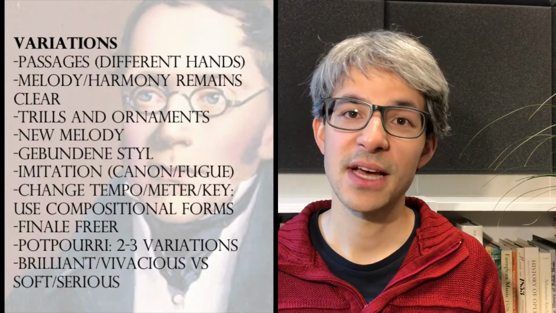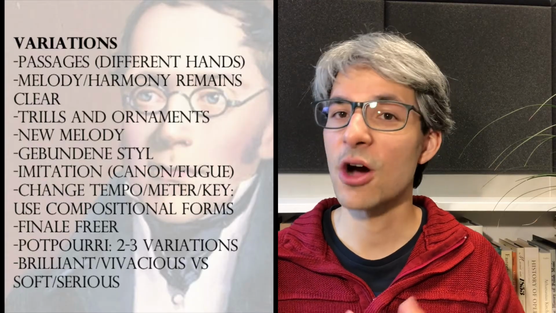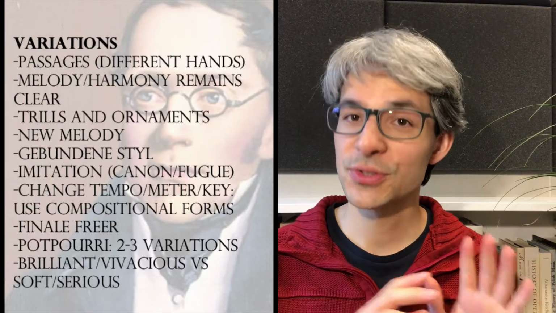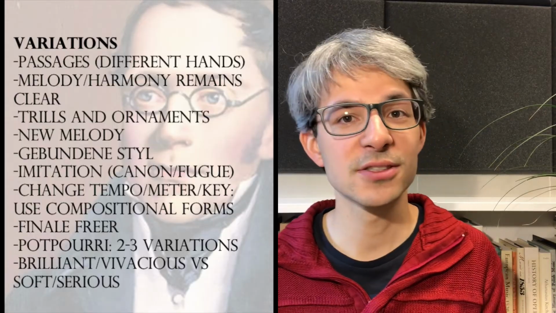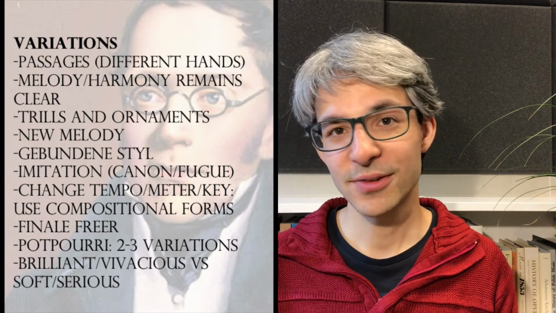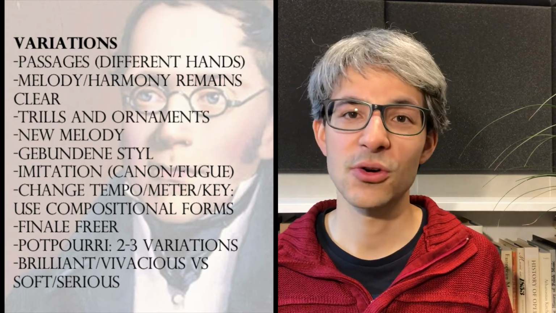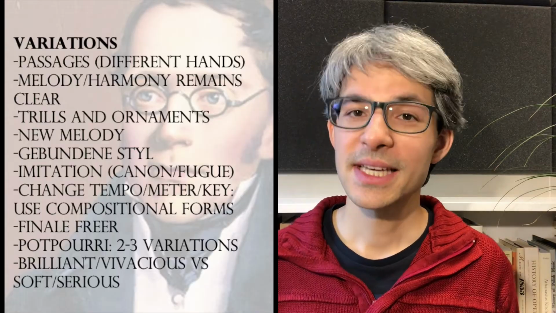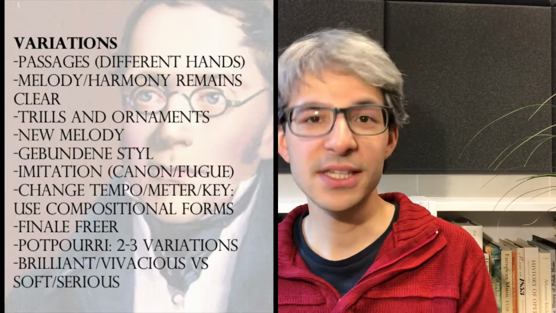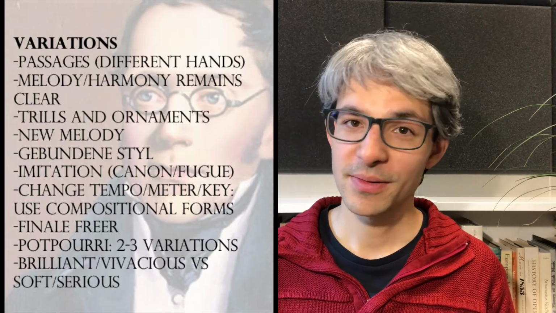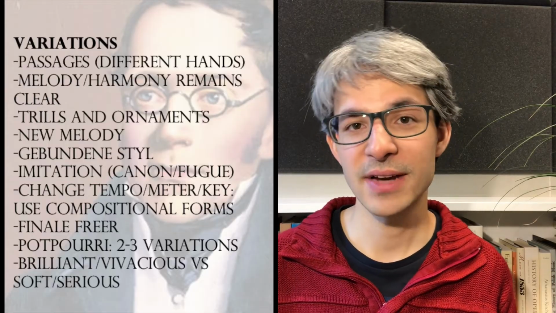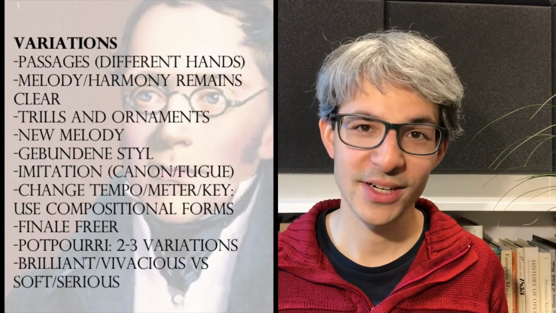Most variation sets have a finale, which can be freer and let go more of the original melody or harmony. In a potpourri, only use 2 to 3 variations max, because otherwise you're staying with one theme for too long and the audience will get bored. Otherwise, variations can be as long as you want, as long as the audience is interested. Keep changing between brilliant and vivacious variations and soft and serious ones. The longer, the more shiny figuration will be necessary, and then accordingly the finale should be longer and more interesting.